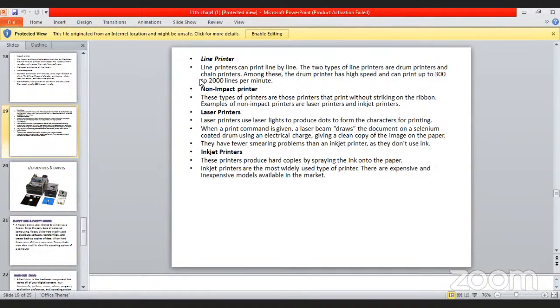The line printer can print line by line. There are 2 types of line printer, drum printers and chain printers. Among these, the drum printer is high speed, and can print up to 300 to 2000 lines per minute. As compared to character printers, line printers work much faster.